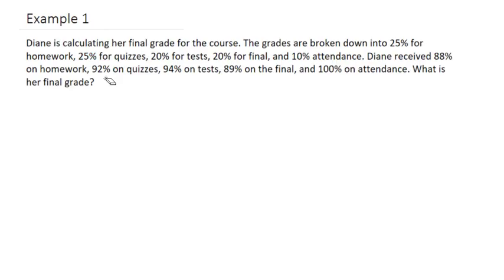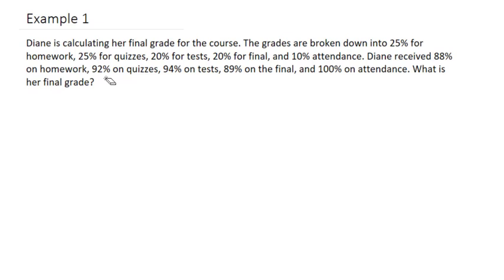Example 1. Diane is calculating her final grade for the course. The grades are broken down into 25% for homework, 25% for quizzes, 20% for tests, 20% for the final, and 10% on attendance. And Diane received 88% on homework, 92% on quizzes, 94% on tests, 89% on the final, and 100% on attendance. So what's her final grade?